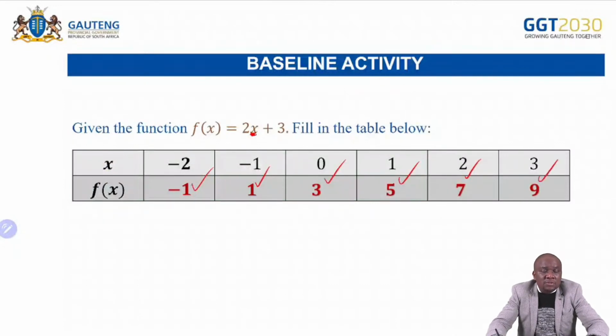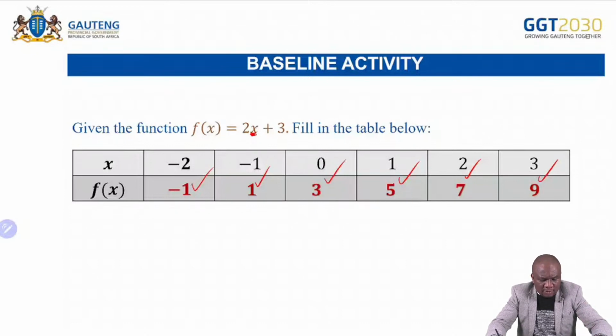Well done. So that is the input values and the output values, and we're using the function or the rule to get the output values from the input values. Remember, input values are the x values, and then the output values are the y values.